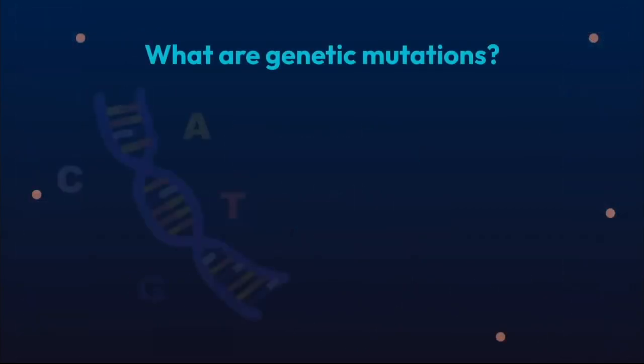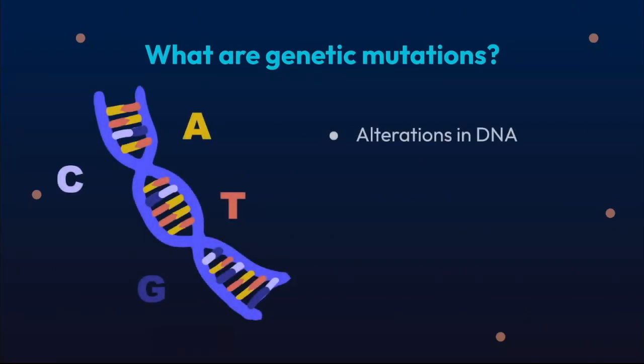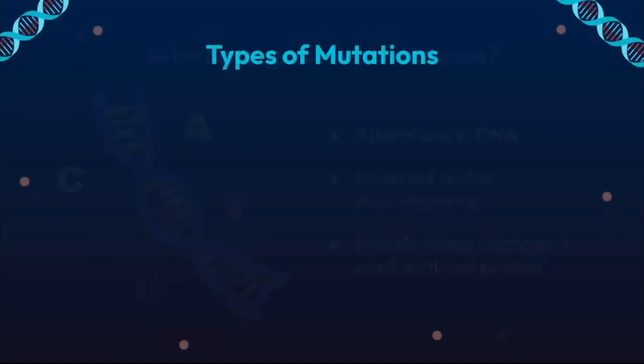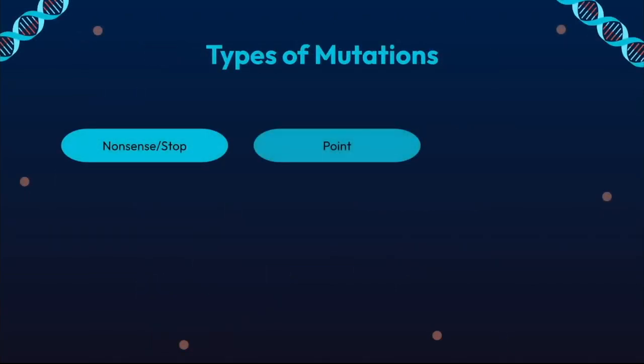Genetic mutations are alterations in DNA. They are mostly caused by incorrect amino acids being encoded in corresponding positions. Proteins have to be made into a specific shape, and even if the shape varies slightly, the proteins could not function properly. There are multiple types of mutations, which include nonsense mutations, point mutations, and silent mutations.